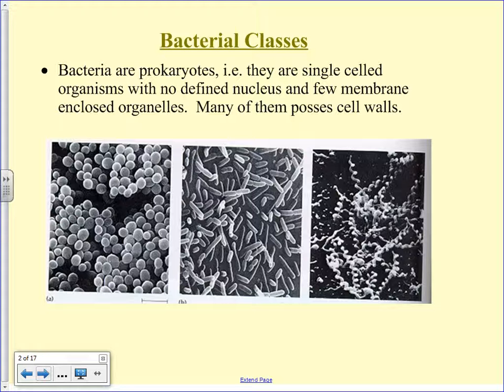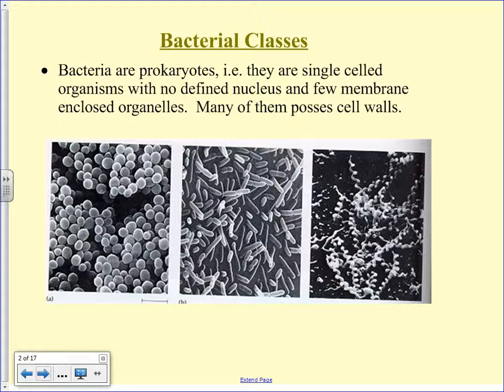They generally come in 3 shapes. They come as spheres, known as coccus bacteria. They come as rods, known as bacillus bacteria, and they come as spirals, known as spirillus bacteria. So there are many different kinds of each shape.